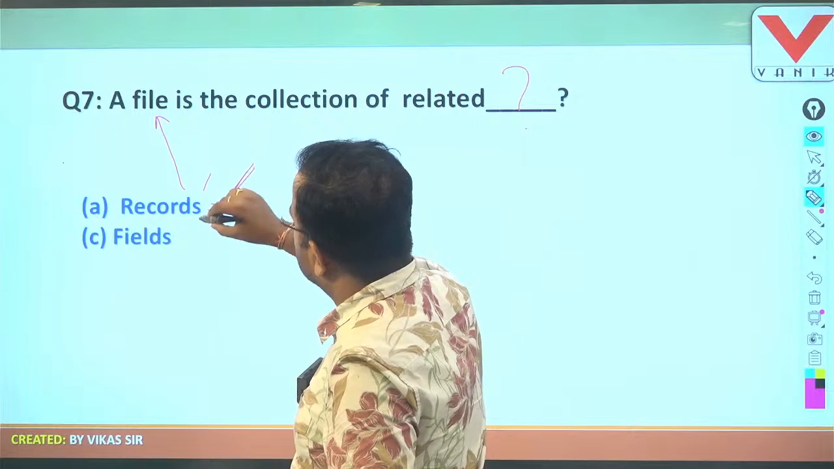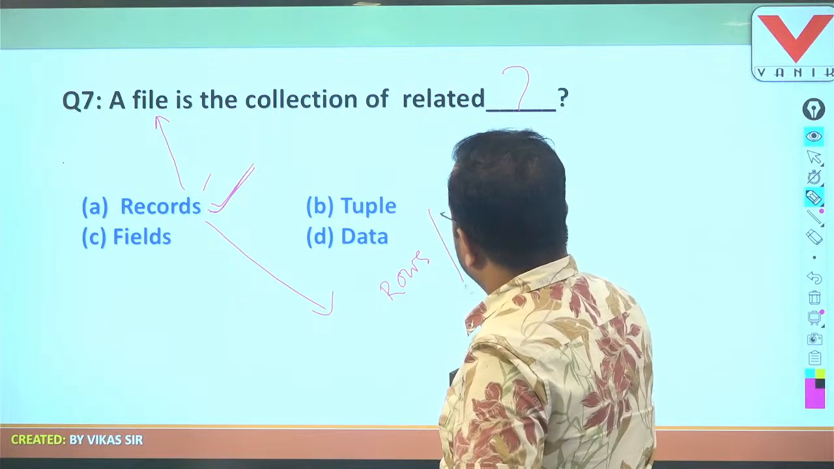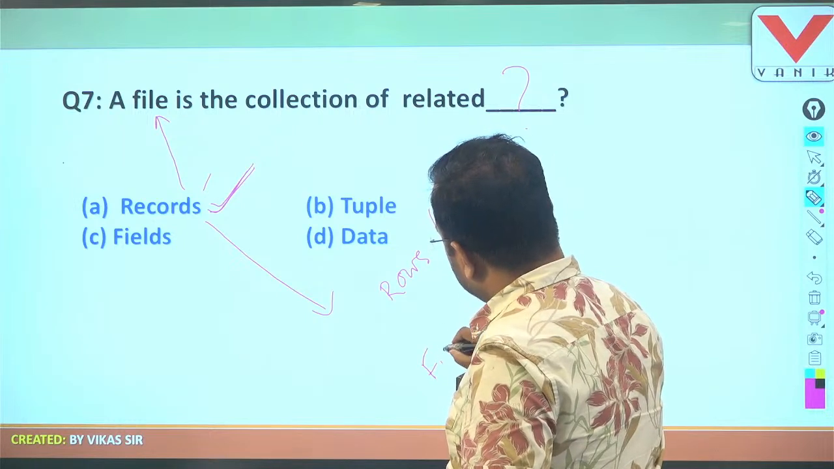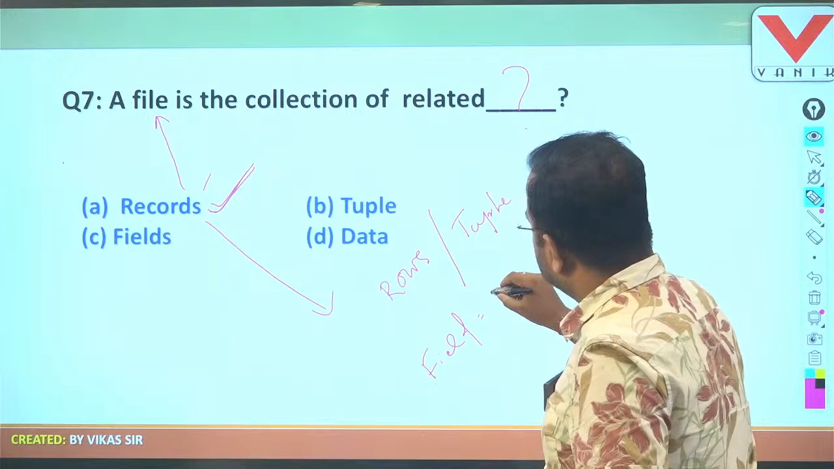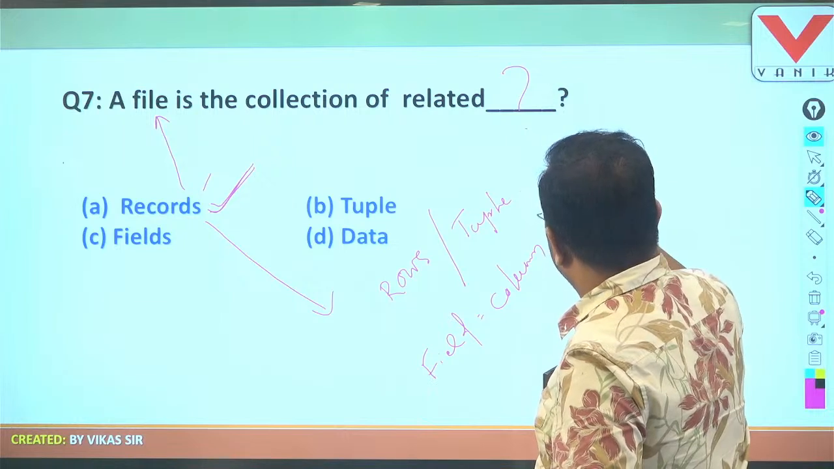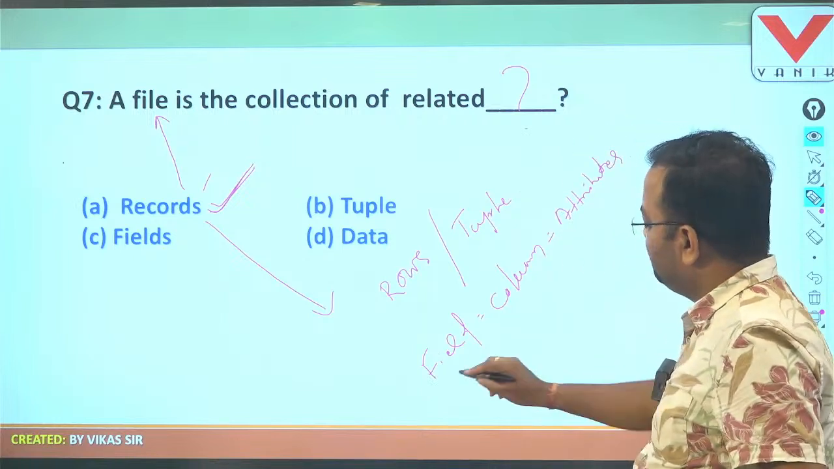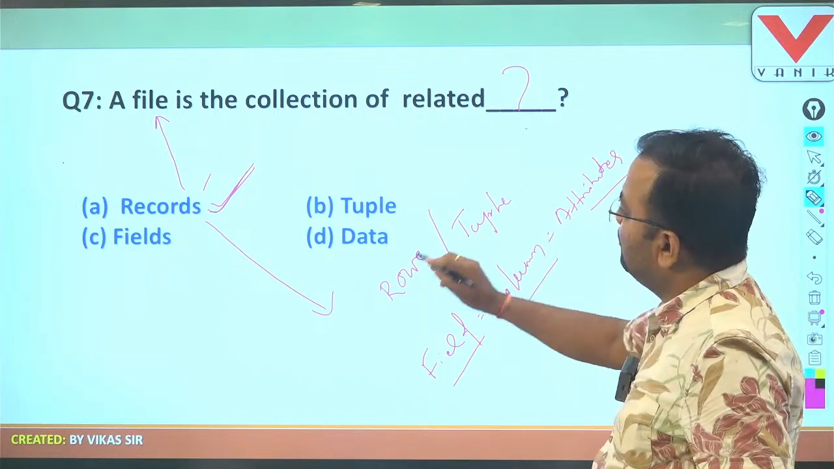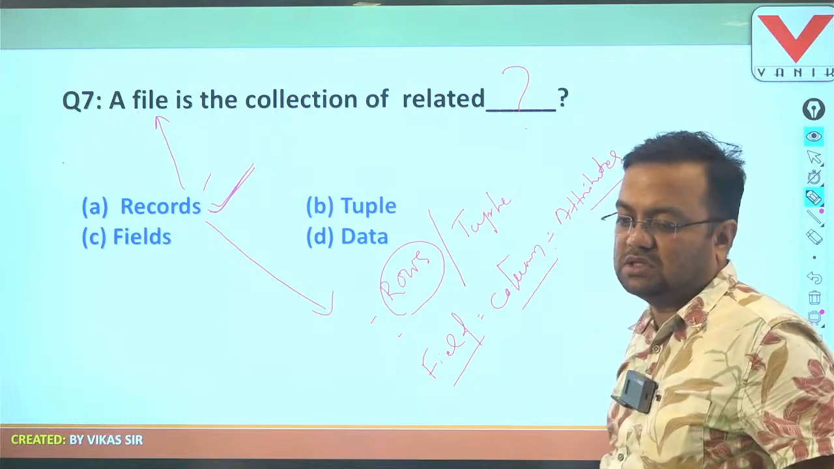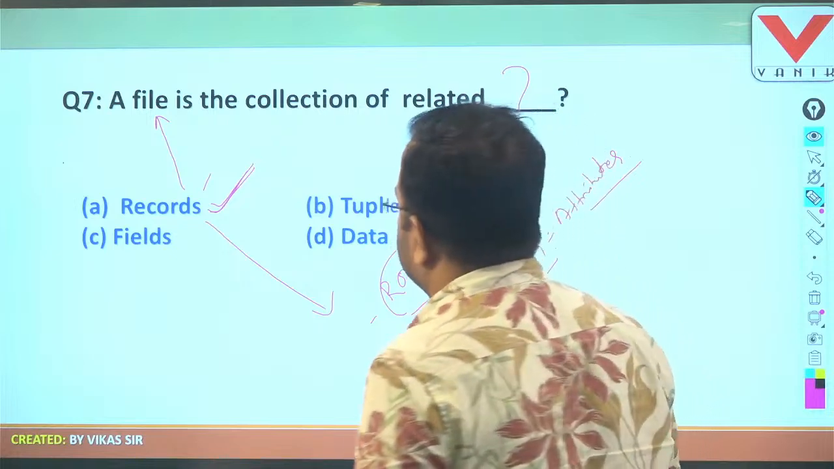Record means row. So remember that in database, records are nothing but the rows, or we can say tuples. And students, remember another popular question, fields are nothing but the columns, also known as attributes. So fields are columns or attributes, file is the collection of related records, and record is also known as rows or tuples. So question number 7 answer is A. Good, Soumyaranjan, good.